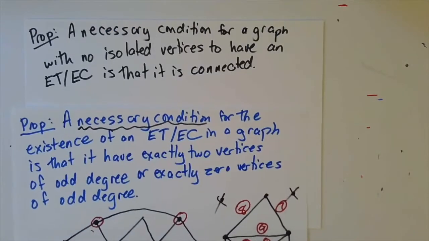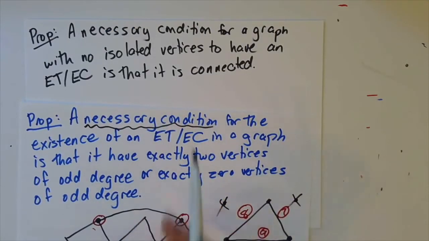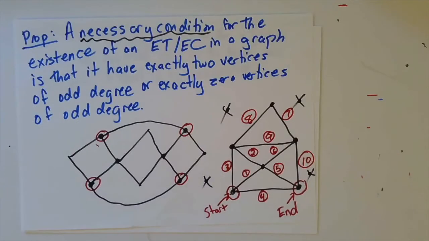But what does this say? It has to be connected. Why does the graph have to be connected? And what should we remember connected means? Connected means that for any pair of vertices, it's possible to walk between them.